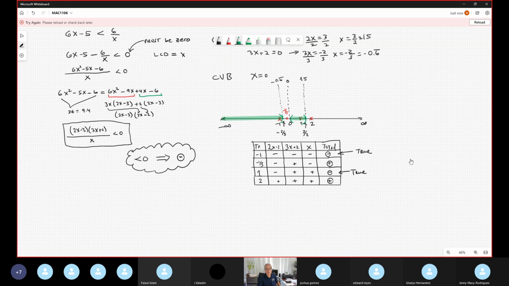Okay, so what is my final answer? My final answer is then. Answer. Bam. It is from negative infinity, comma, negative 2/3, which is this interval, union 0, 3/2. Bam, final.